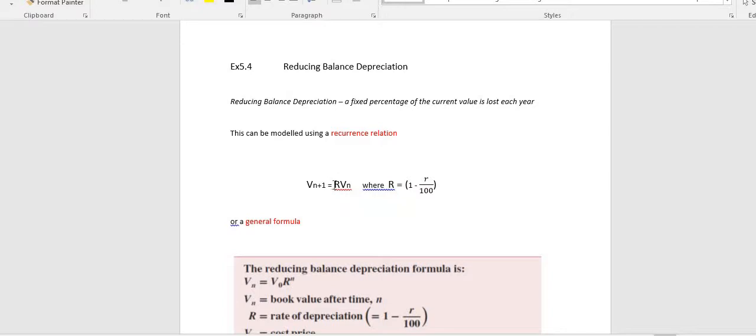Now that's the big R here. What the big R is, 1 minus that percentage over 100. So for example, if I'm coming down by 20% every year, that big R is going to work out to be 0.8. If I was coming down by 25% every year, that big R would work out to be 1 minus 25 over 100, which is 0.75. Now that's a big change to get used to. Now let's go down and look at our example.